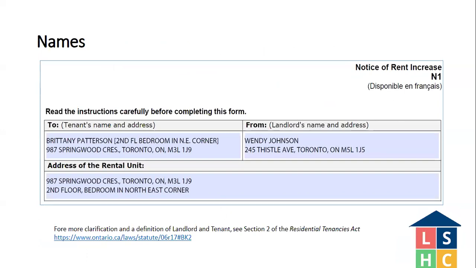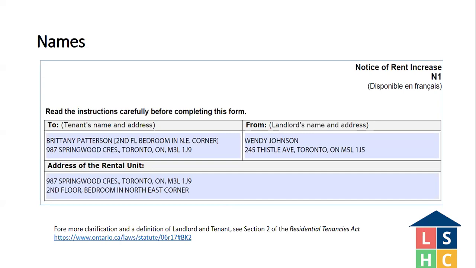When listing the tenants, include the names of those who are identified on your tenancy agreement as tenants, or in the case of a verbal tenancy, include the names of all of those who have been paying the rent, as well as their address, even if it may seem repetitive. If your tenants use nicknames, include both their legal name and their nickname. If you have a joint tenancy, two or more tenants together on one agreement, make sure to include all of their names. The same applies for landlords.